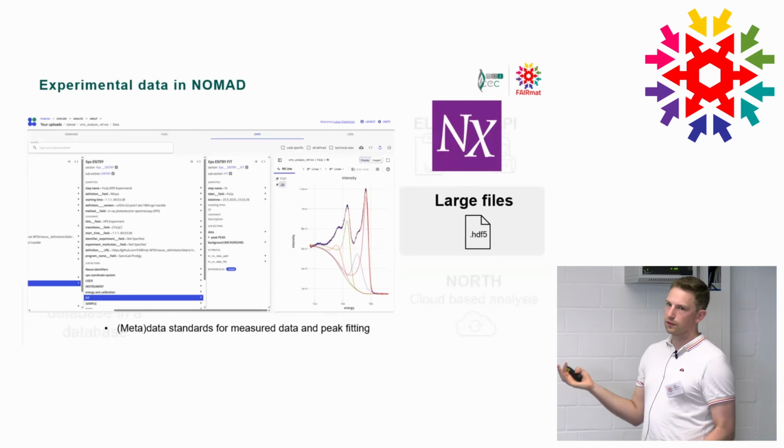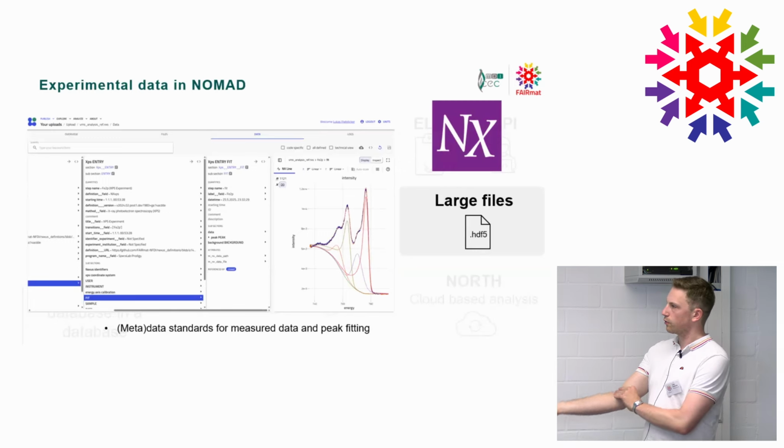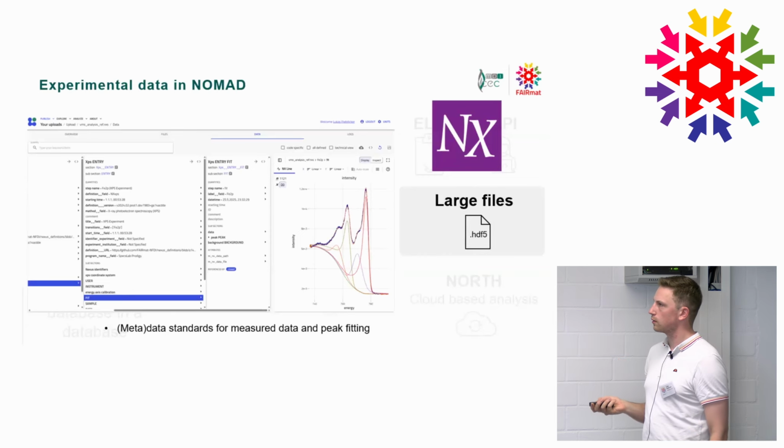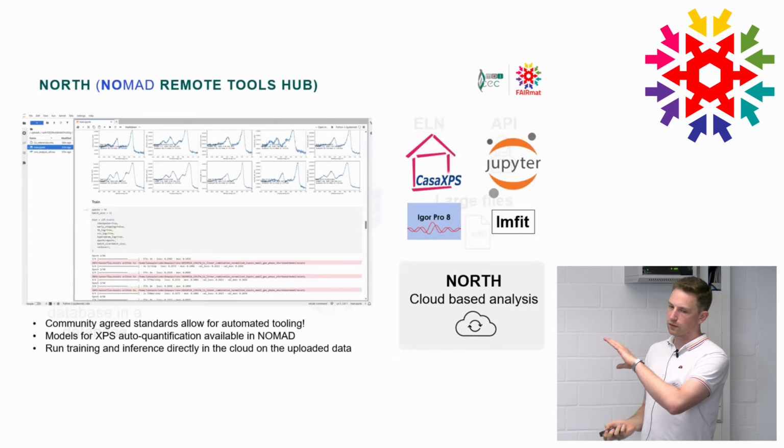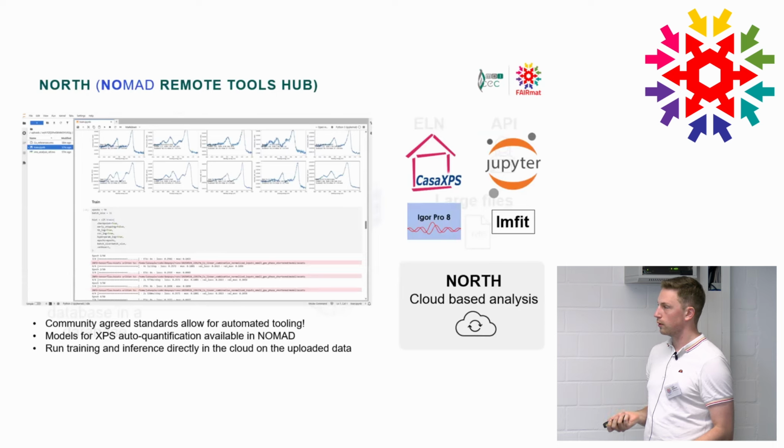So when you upload XPS data to NOMAD, you can already visualize all of the peak fitting and also all the metadata that we have there. And this is then obviously very nice to compare to the neural network that we are also running. And what also is helpful is that since Nexus provides you with a community-agreed standard, this allows all kinds of tools to work with these data, because they know how to interpret the data structure.